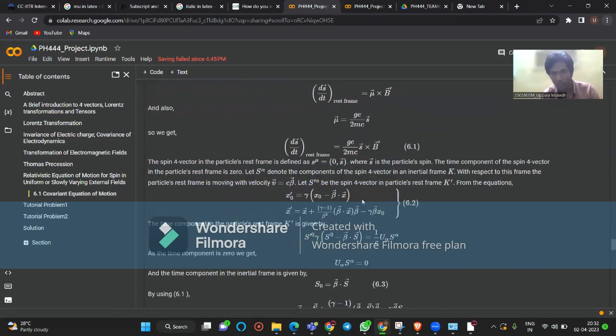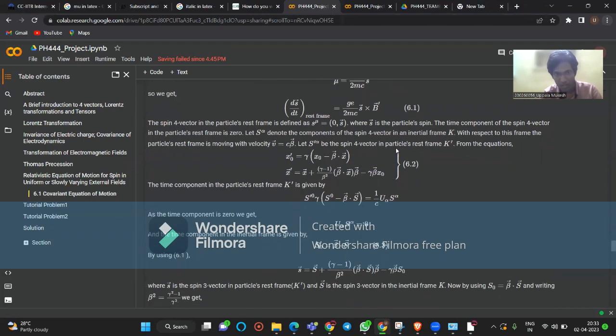Now, the magnetic moment mu bar is equal to g by 2mc times s bar, where s bar is the spin of the electron, and here g is the Landé g factor. We discussed these things in the previous section. And using these two equations, we have written the final rate of change of the spin vector in the rest frame.